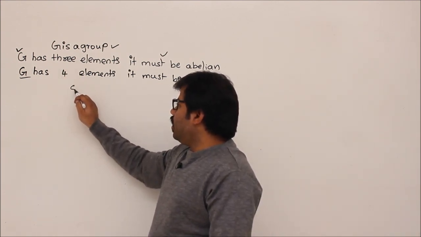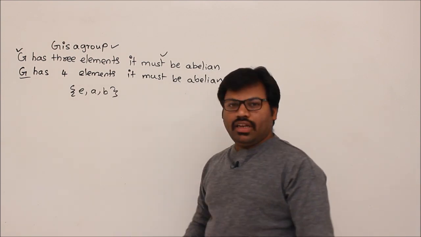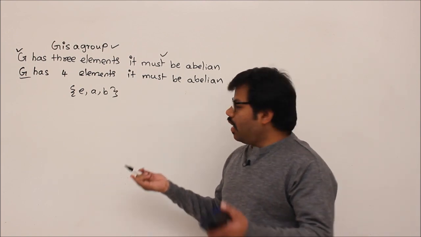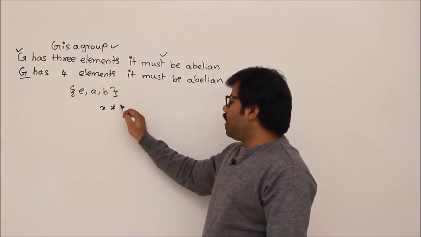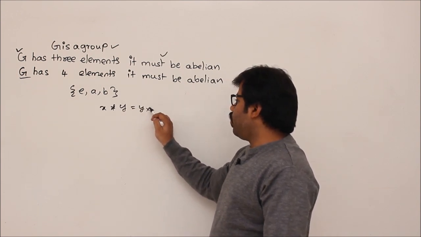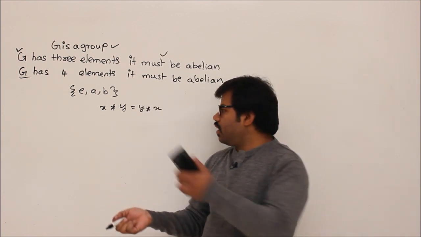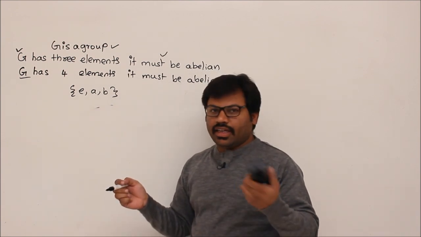If G has 3 elements, call them E, A, B. Then why it is abelian, we see. First of all, to prove that it is abelian, I do like this. I take every 2 elements, x, y, I apply x star y and I prove that x star y equals y star x. If I do that, that means what? It is abelian, correct? Because there are only 3 elements, I can give a try.